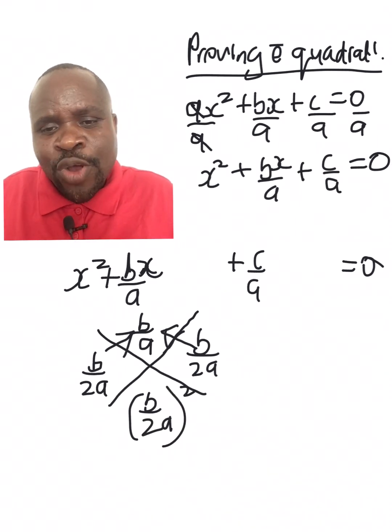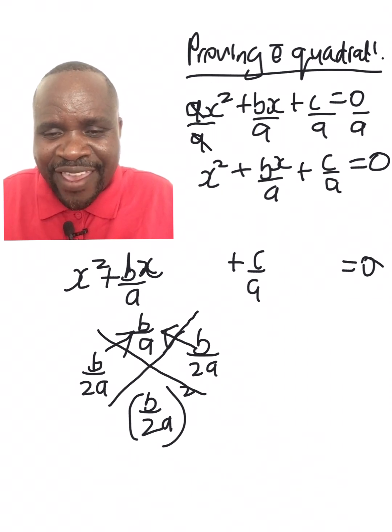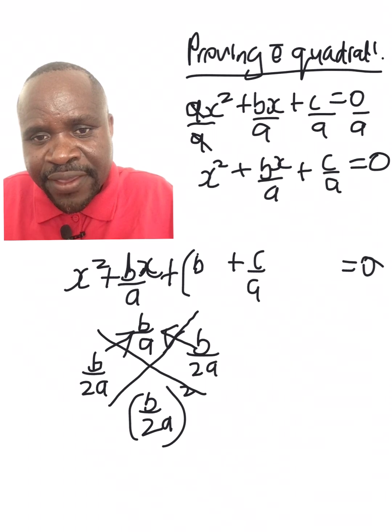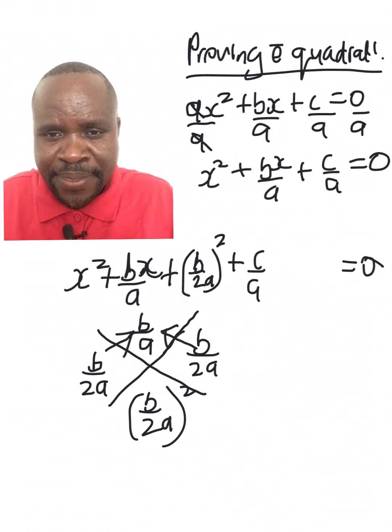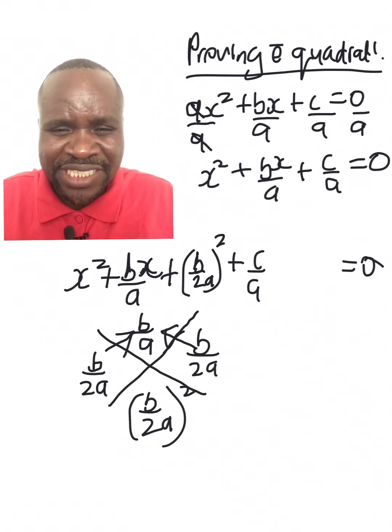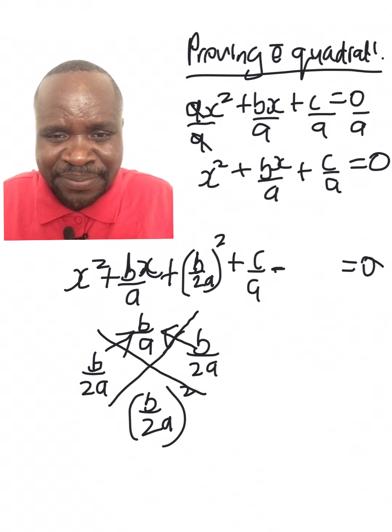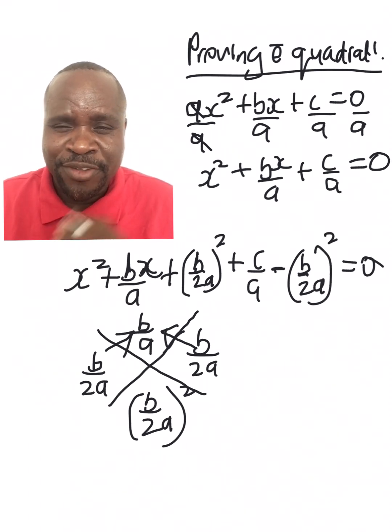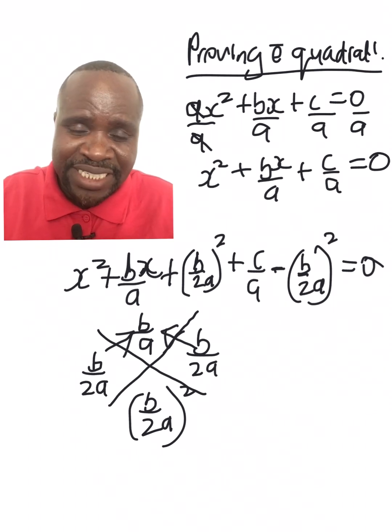You see? So now we take this one, b over 2a squared, and we add it here in the first part. Because we have added it in the first part, we have to subtract it again in this other part: minus b over 2a squared. So 50-50, we added it, we subtract it again.